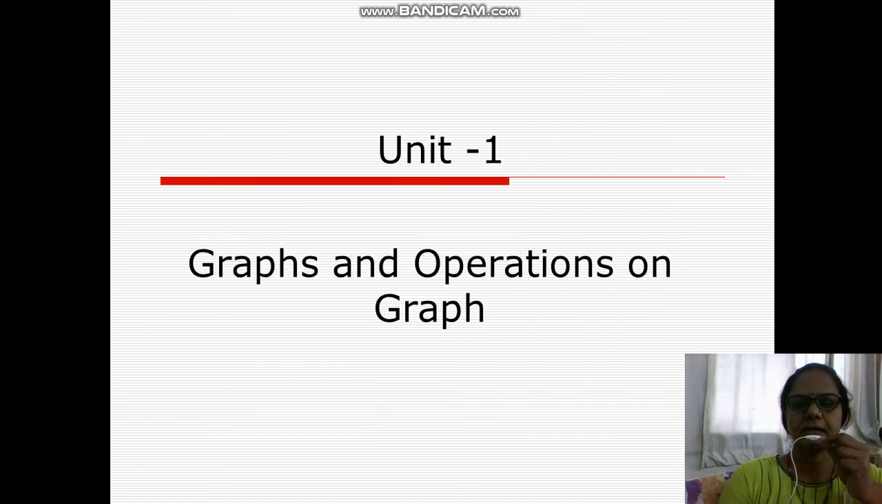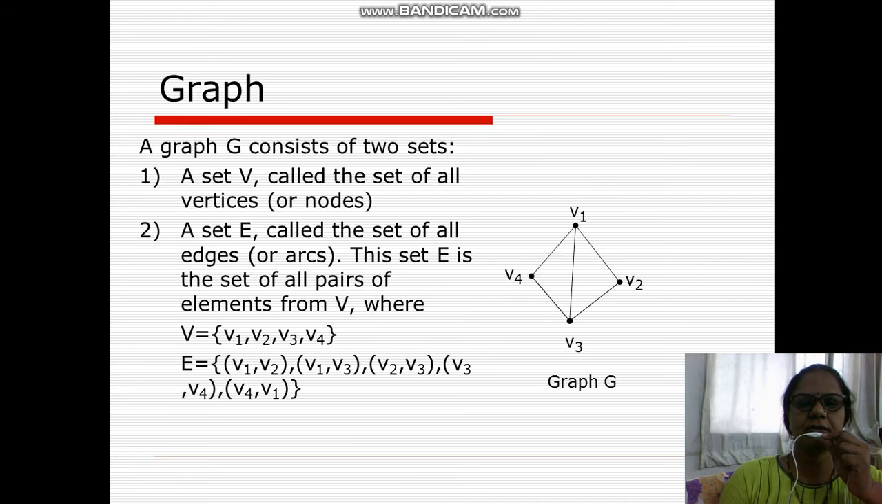Now we will be starting session 2 of unit 1, graphs and the operations on the graphs. Last class we have seen the definition of the graph, that graph G is a set of all vertices and the edges. So V is the set of all vertices, and the edges we have seen.